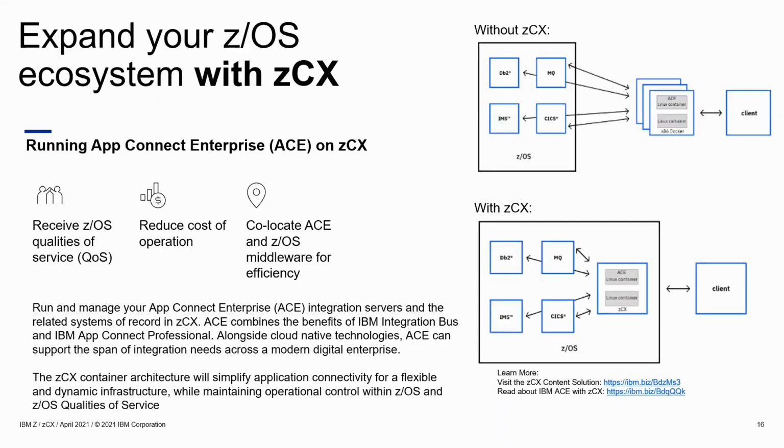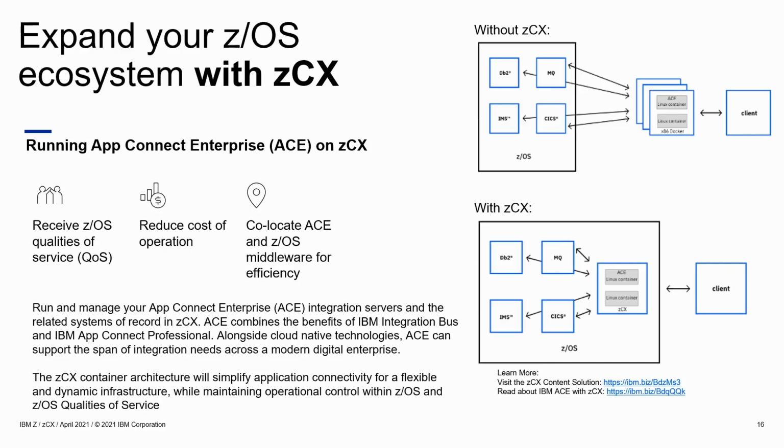So another use case is running something called App Connect Enterprise, or ACE, on zCX. ACE is an application that allows you to create message flows that enable you to connect disparate applications together. Applications that normally don't talk to one another, that normally have different message formats, for example, can be joined together through App Connect Enterprise. And like the name suggests, it connects applications together.